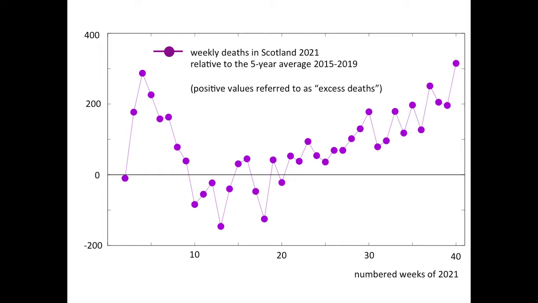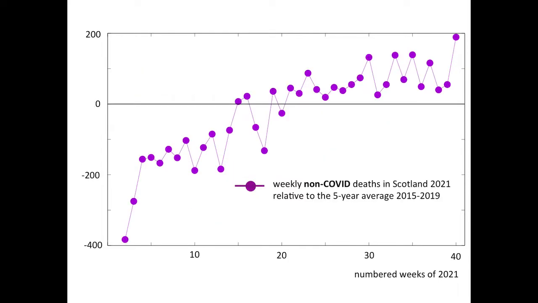So the second step of the clarification process is to subtract from this curve the red curve of the previous graph, which are the COVID deaths. So now in this next slide here, we have the result of that two-step clarification process. We have the weekly non-COVID deaths in Scotland relative to the 5-year average. And as far as we know, there were no COVID deaths in this 5-year period, so we are comparing like with like in this curve.